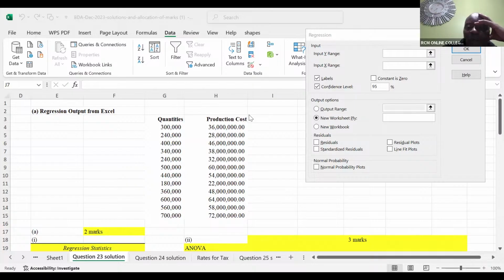Automatically, production cost will depend on quantity. Because the higher the quantities you produce, you expect the production cost to shoot up. So production cost depends on the quantity you produce. So production cost automatically becomes our Y. Up to there, ladies and gentlemen, are we together somehow?